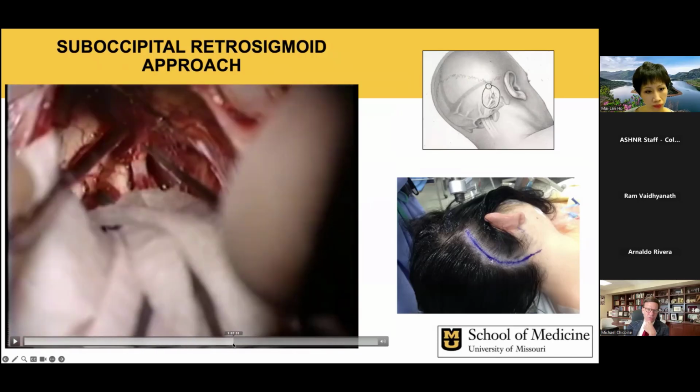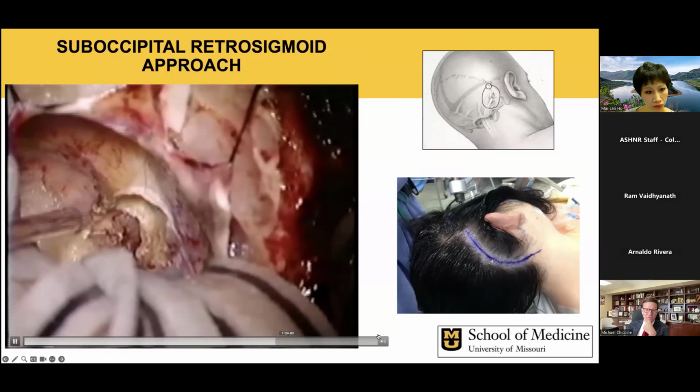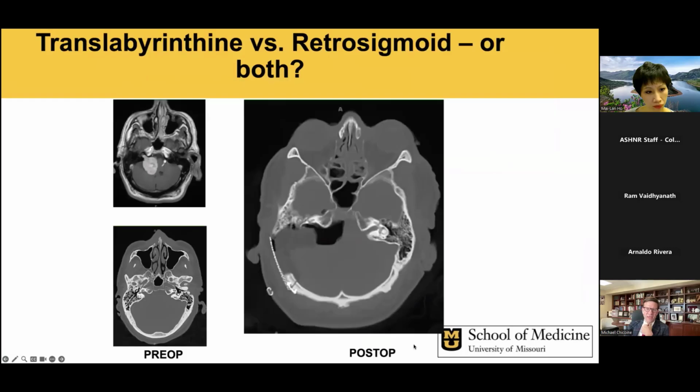But it can take variable course. So there's the nerve at the end, trying to stimulate and preserve that facial nerve. And again, we may use combinations, with Dr. Rivera's expertise, translab, retrolab, retrosigmoid, or combinations of all of these.